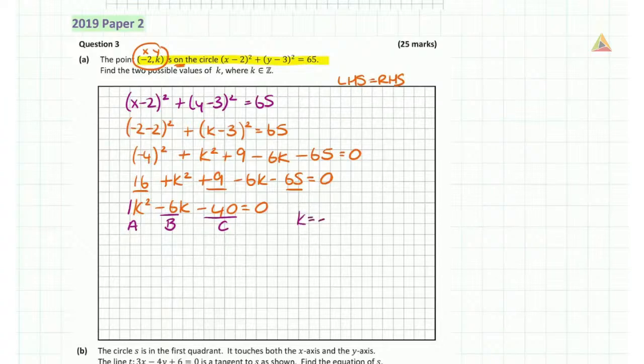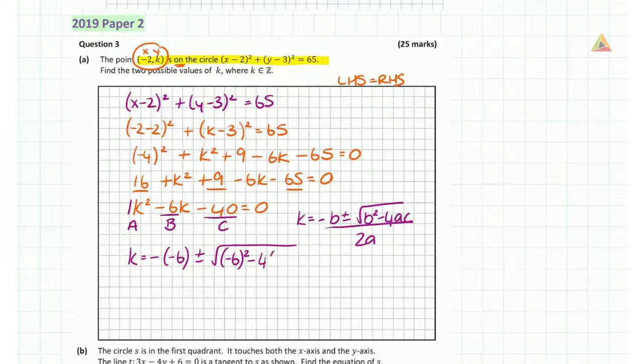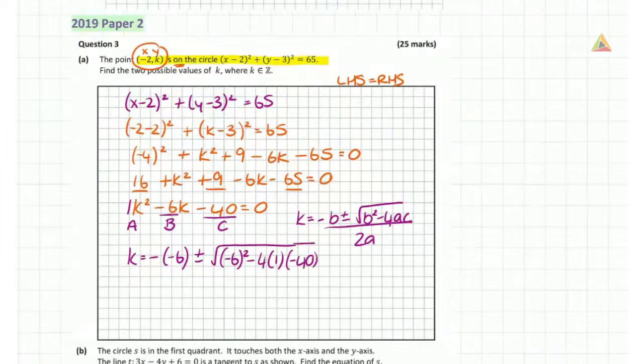So subbing into my minus b formula, or writing out my minus b formula first. My variable is k, so that's why I have k equals. So subbing in, I'm getting k is equal to minus b, so that's minus 6, plus or minus the square root of minus 6 squared minus 4 times 1 times minus 40, all over 2 times a, so that's 2 times 1. And you should end up with two possible values of k, and they asked for 2 in the question. So this time your answers should be k is equal to minus 4 is one of them, k is equal to 10 is the other.